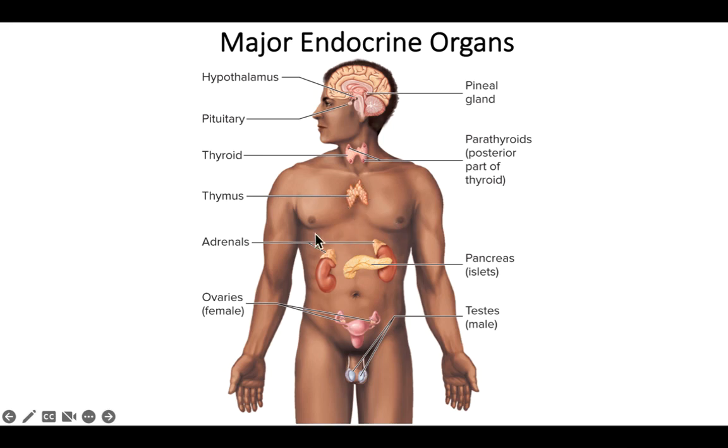Then we move into the abdomen, and we can see the adrenal glands sitting on top of kidneys. Pancreas, which is going to be sitting just behind your stomach. So we'd have to look behind the stomach to see the pancreas. And then ovaries in the pelvic cavity of females, and testes located in the scrotum of males.